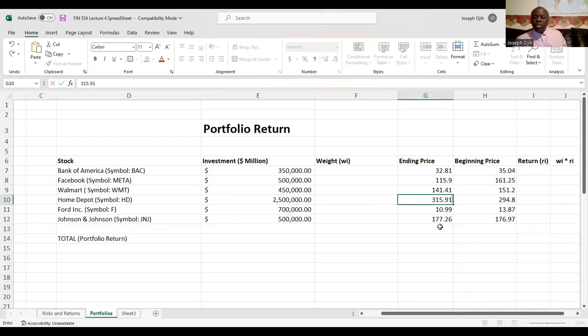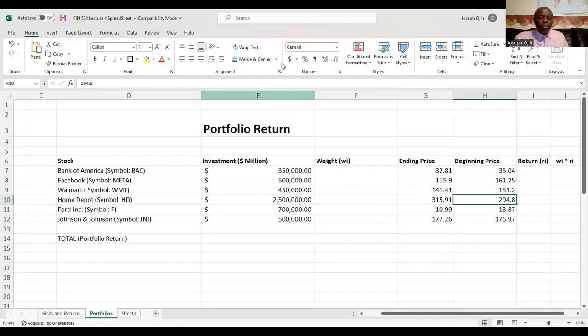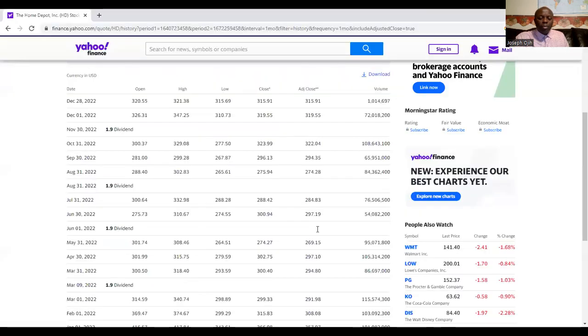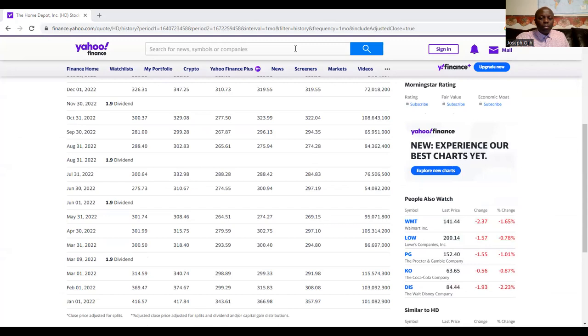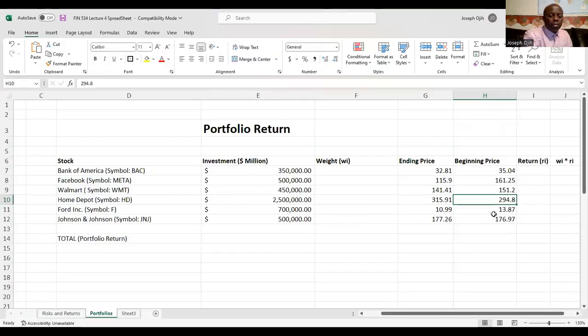Remember, as I'm doing this it is 3:30 p.m., so the prices might change by the time the stock market closes today at 4:30. So use what you have to get what you are looking for. And the beginning price, which is the price in March for Home Depot, March 31, is 269.15.